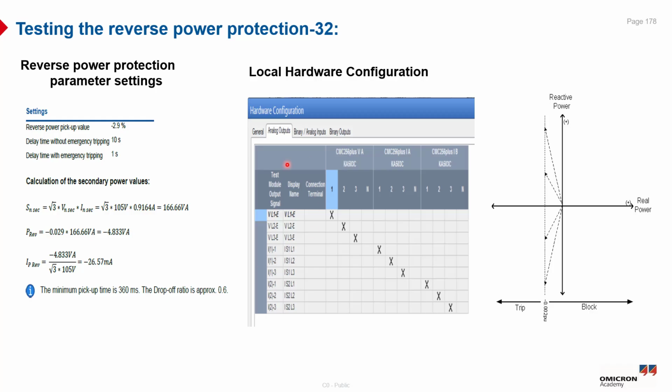Also, we have to define the local hardware configuration. As you can see, we will use the 3 voltage outputs mapped as phase to neutral voltages, and 6 current outputs with current system A assigned to S1 and current system B assigned to S2. So finally, the start signal also needs to be mapped to a binary input of the CMC to ensure the relay correctly detects the reverse power conditions during the testing.